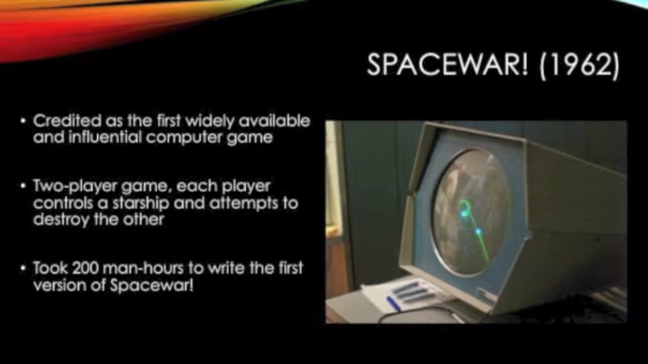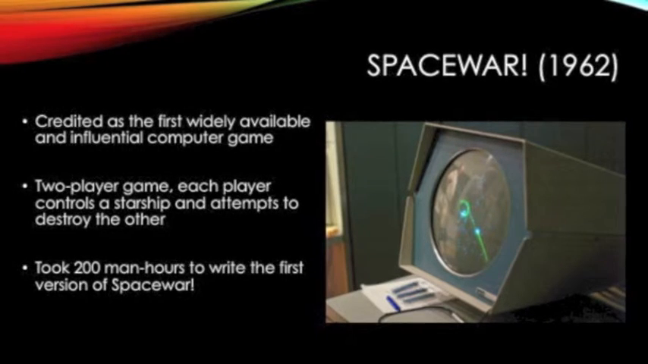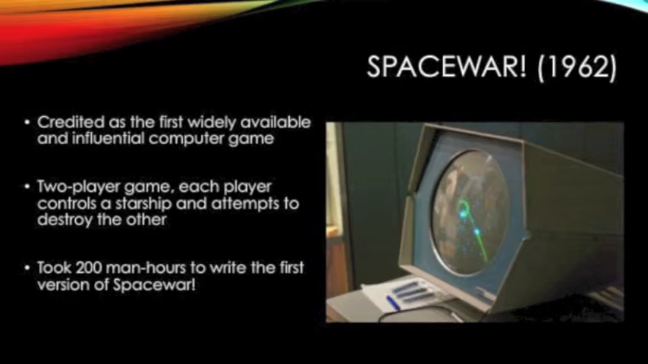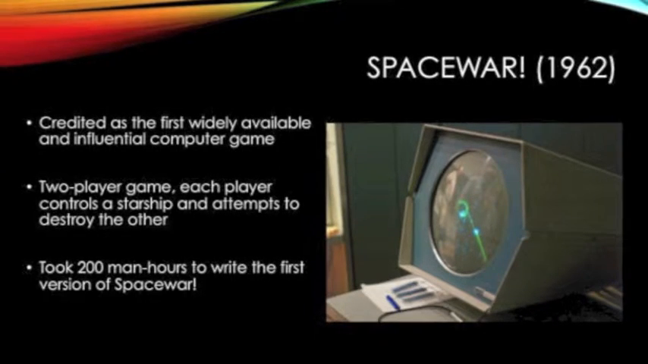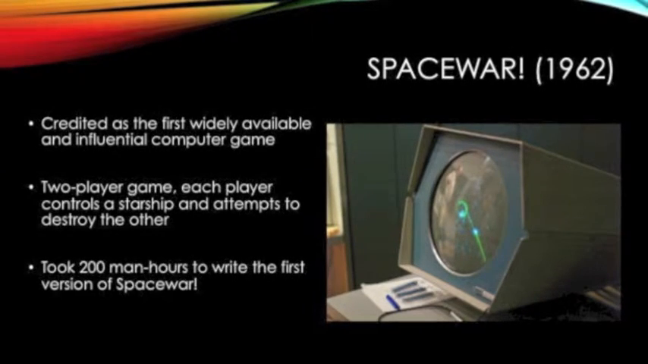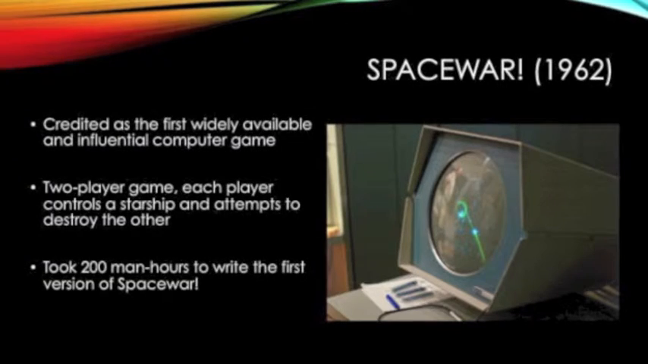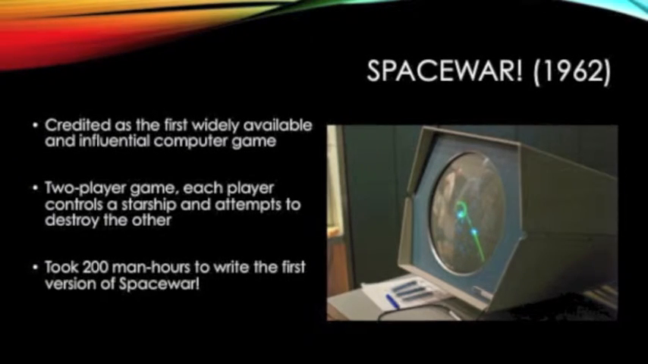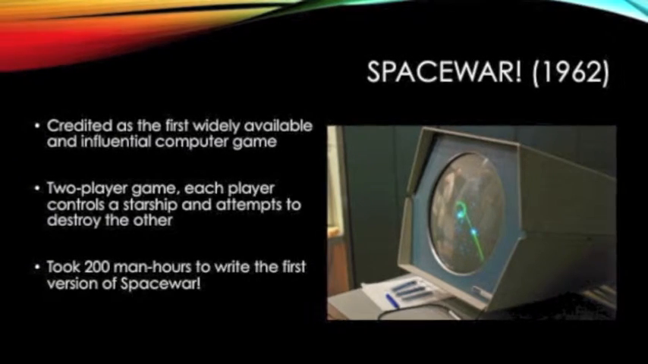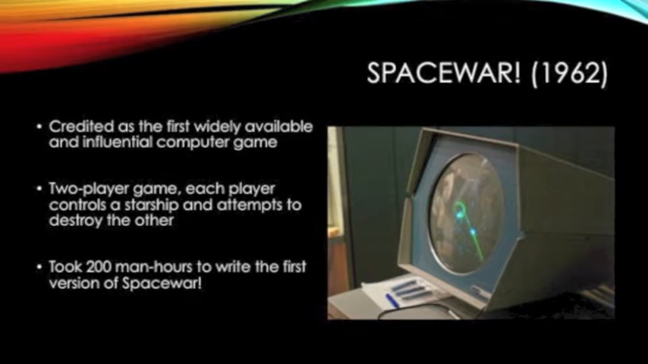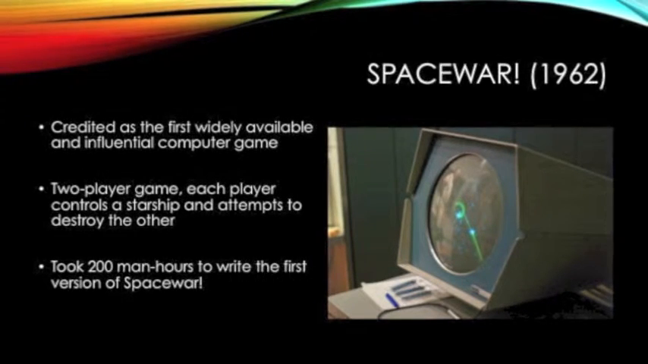The game Space War was developed in 1962. It was credited as the first widely available and influential computer game. It is a two-player game where each player controls a starship and attempts to destroy the other player. It took 200 man-hours to write the first version of Space War.